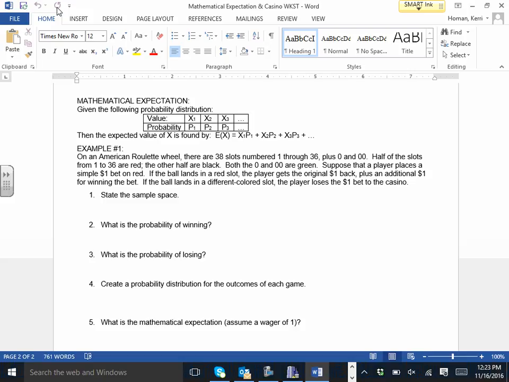So our first example is roulette. Okay. And this is just a very basic roulette example. There are 38 slots, 1 through 36, plus 0 and double 0. Half the slots from 1 to 36 are red, the other half are black, 0 and double 0 are green. A player places a $1 bet on red. If the ball lands in a red slot, the player gets the original $1 back plus an additional $1 for winning the bet. If the ball lands in a different colored spot, they just lose.